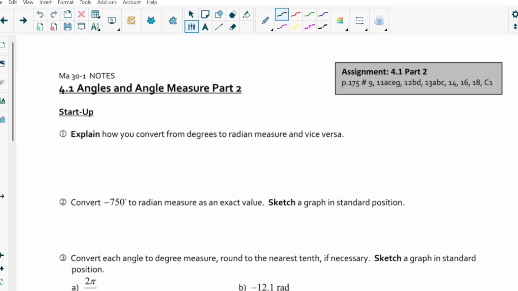Good morning, everyone. 4.1 Angles and Angle Measure Part 2. Let's do a little startup review from last lesson.